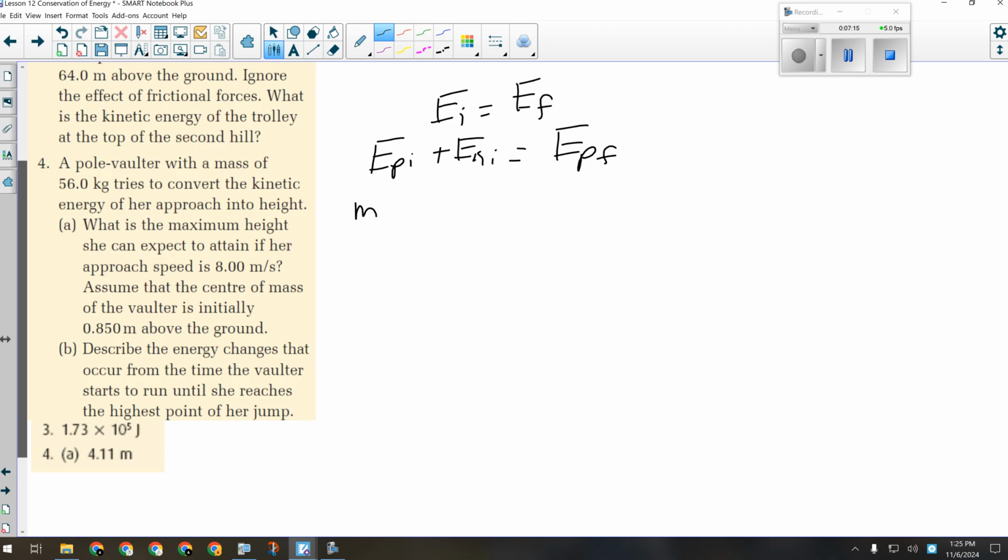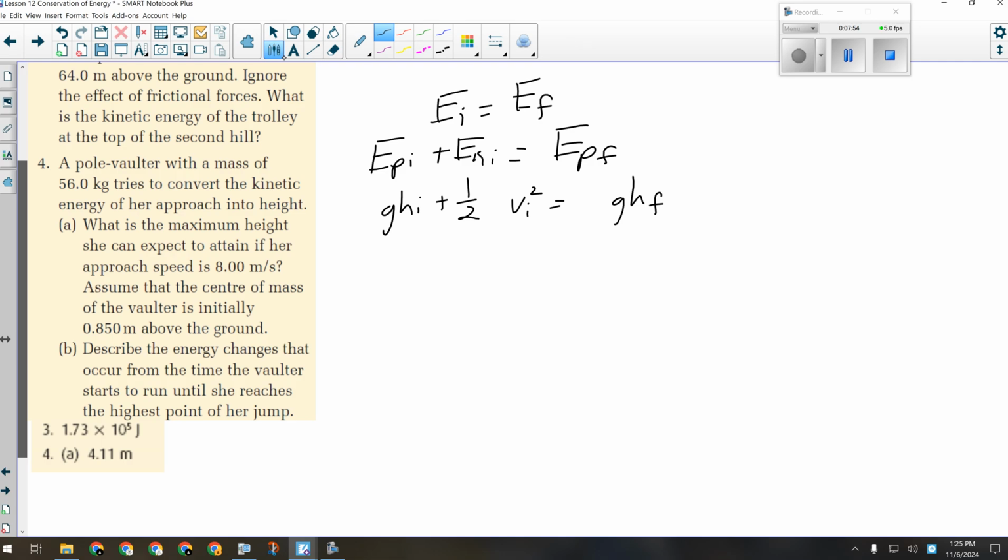So I'm going to have m times g times h initial plus 1/2 m v initial squared equals m times g times h final. In this one, does the mass of the pole vaulter matter? It doesn't. Mass is in every term, okay? And mass isn't part of height, so I don't need it, okay? Any mass would reach the same height given the same conditions, okay? So, because I like to not have to do extra work, I'm going to get rid of the mass. You don't have to. You can put 56 in every time there's an m, but all the power to you if you want to do that, okay?